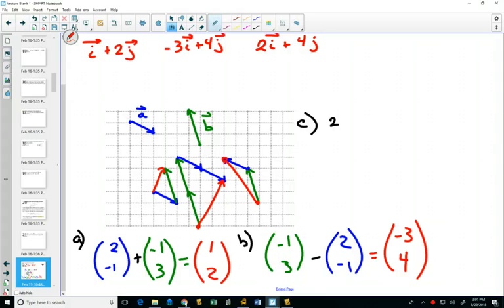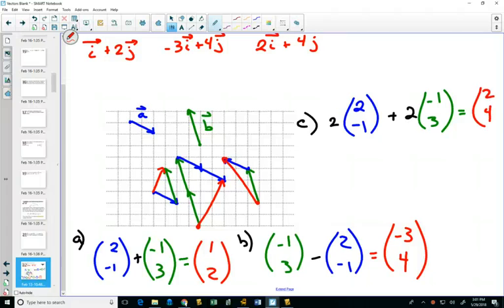And then in C, we had 2 of A plus 2 of B. And our answer, our resultant, was 2, 4.